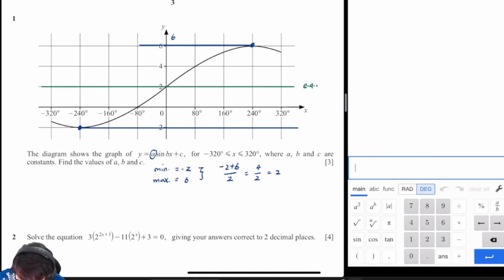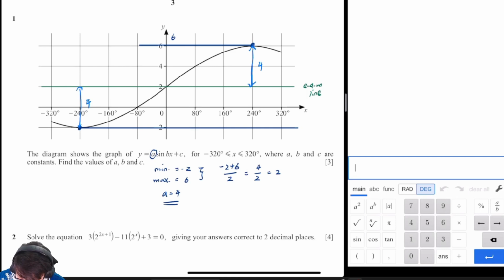Let me write it, equilibrium line, and note that your amplitude is actually two gaps here, so that will be 2 and 2, 4. Same goes to here, 2 and 2, 4. So therefore, a will be equal to 4.